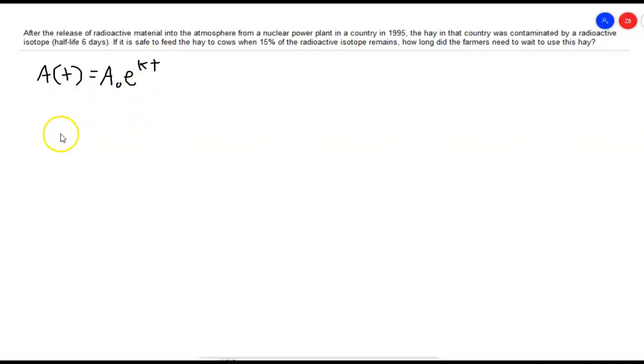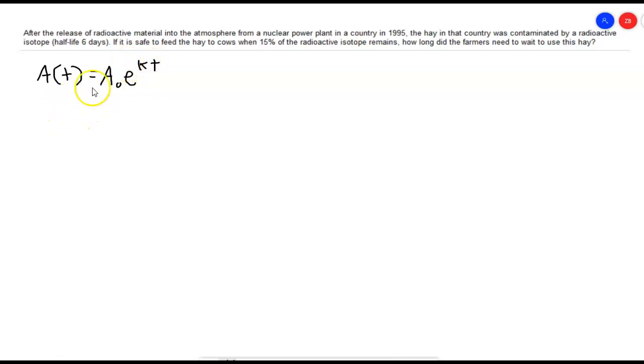All right, so remember, this is the amount remaining, and this is the initial amount, and this is e. We just did a quiz for e, so hopefully you understand a little better what that is, but it just represents an irrational number, 2.718, and it goes on forever. And then k is our constant and t is our time.